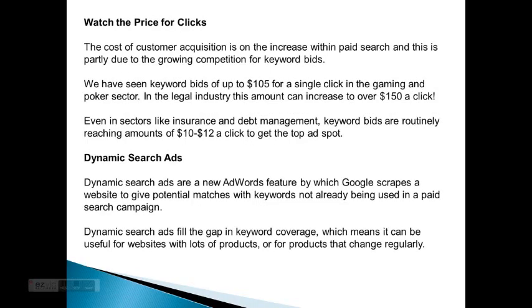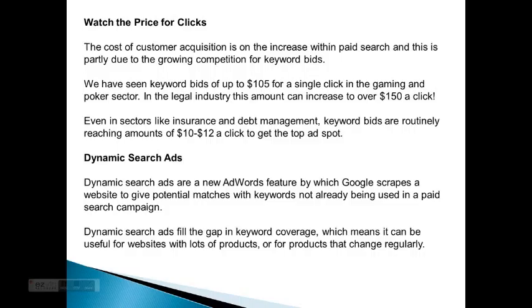Watch the prices for clicks. The cost of customer acquisition is on the increase within paid search, and this is partly due to growing competition for keyword bids. We've seen keyword bids of up to $105 for a single click in the gaming and poker sector. In the legal industry, this amount can increase to over $150 a click. Even in sectors like insurance and debt management, keyword bids are routinely reaching amounts of $10 to $12 a click to get the top ad spot.